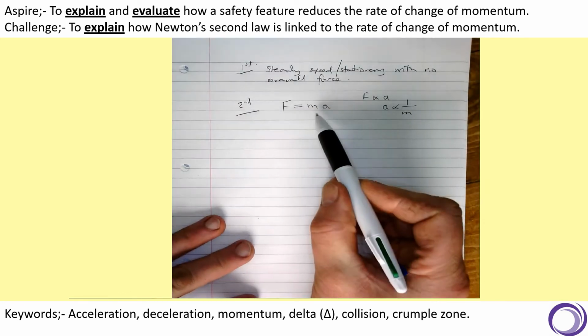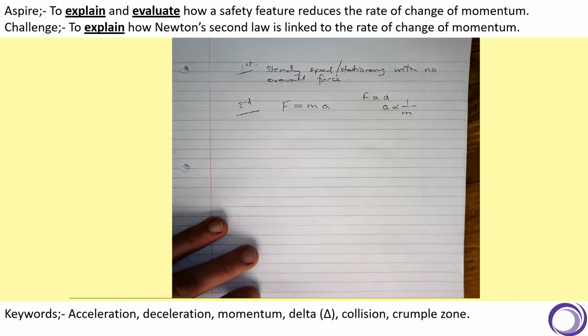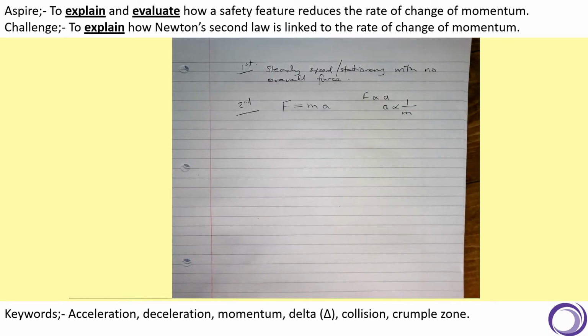But because mass and acceleration are linked to momentum and change of momentum, you can look at it in a different way in terms of momentum, and that's what we're going to do in a second. We'll come back to that.